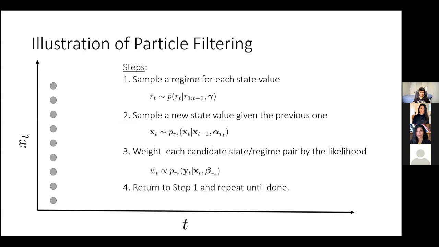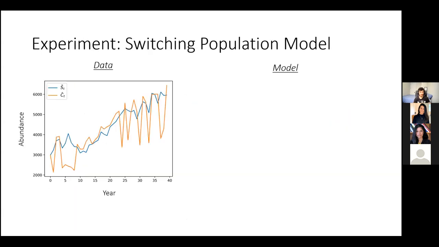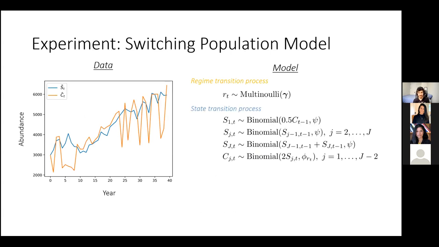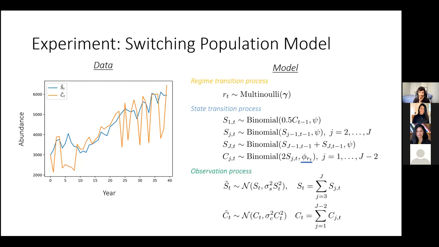So just to move forward, here's an example of simulated data from a model for ecological penguins. We assume that the transition process follows a multinomial distribution, which basically just means that each regime has some probability of being sampled at each time instant. Then we have a very similar model to the one that I showed earlier, where the distinction is that the reproductive rate can switch from one time instant to the next. And then finally, we have the observation process, which is the same as it was earlier.